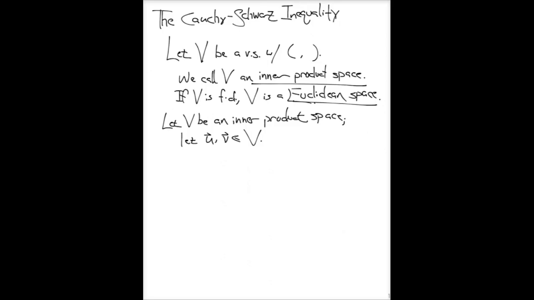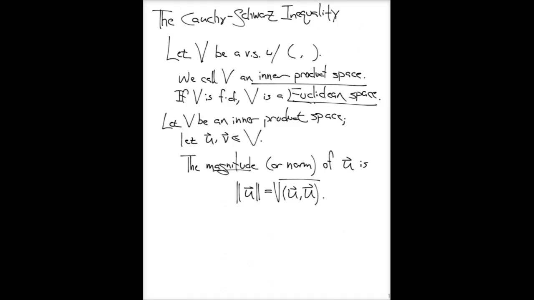Now, another important definition. Let V be an inner product space, an arbitrary inner product space, perhaps finite dimensional, perhaps not, and let U and V be two vectors in V. We define the length or the norm of a vector U in V using the inner product as follows. The magnitude or norm of a vector U is denoted with the same notation we saw for R2, R3, and Rn. Magnitude of U is the square root of the inner product of U with U.